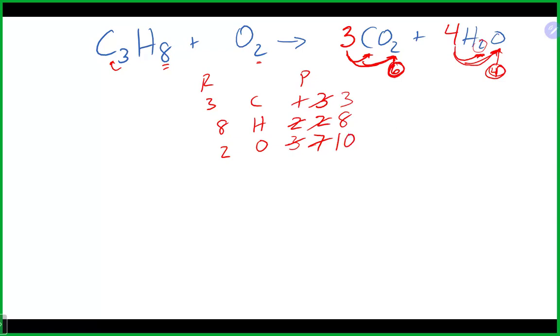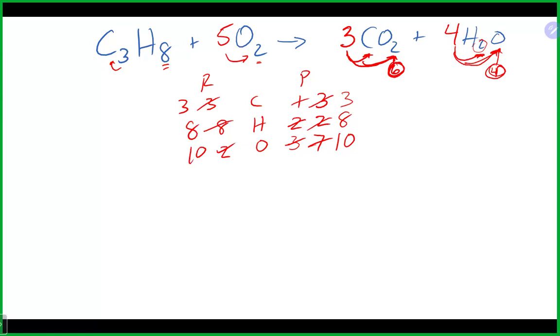And now I could very easily see I could fix the oxygen by going to the left. A lot easier probably than trying to do it first before the hydrogen, because now I got the hydrogen locked into place. And now I could go to the left-hand side and put a 5 there. And that's going to give me 3 carbons, 8 hydrogens, and 10 oxygens in this case. And now we have a balanced equation.